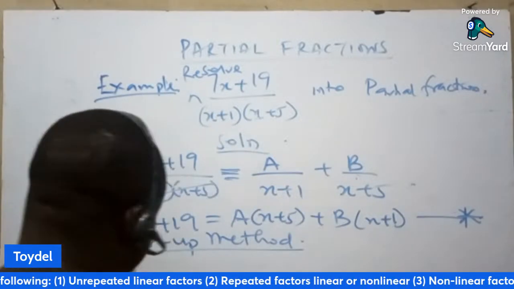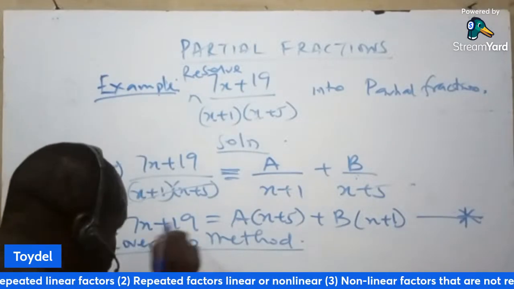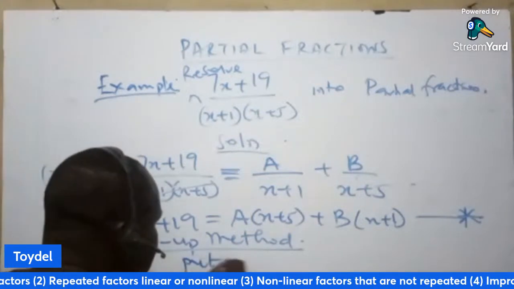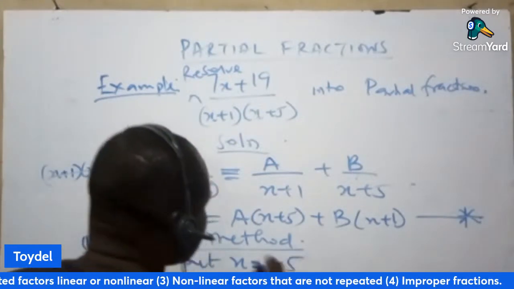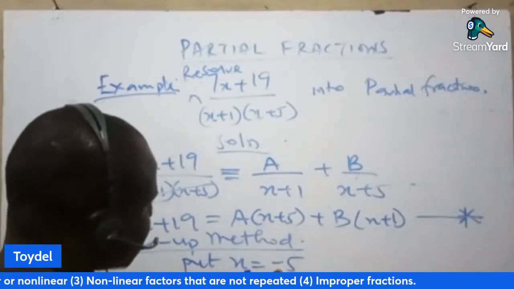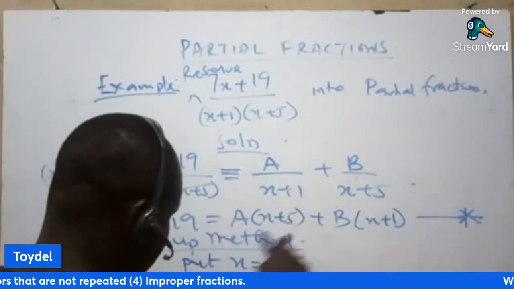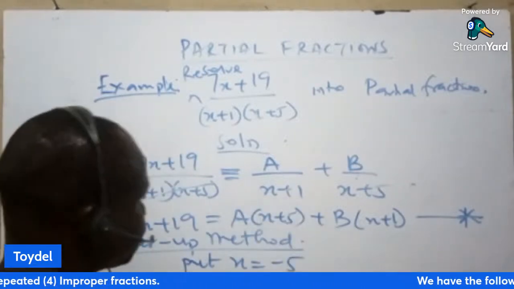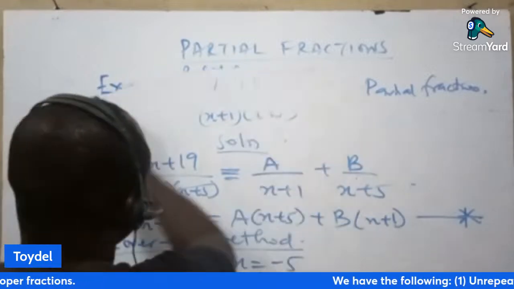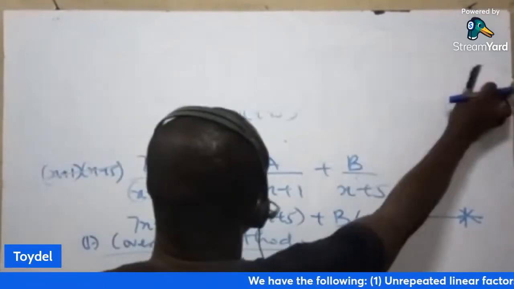So in this case, if I want to use the cover-up method, if I put x equal to minus 5, I have x plus 5 here. Once I assume x to be minus 5, minus 5 plus 5 will be 0. Then this a will vanish. We'll be able to get the value of b. And that is the idea about the cover-up method.